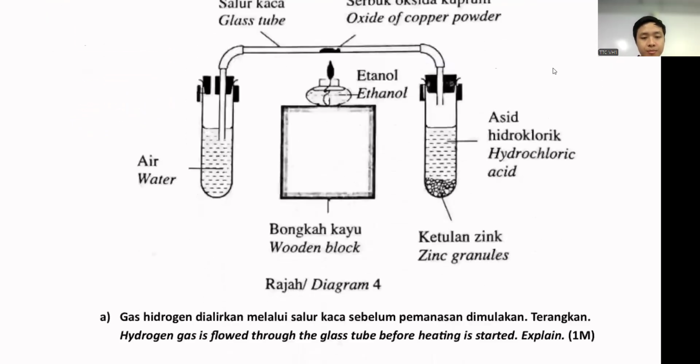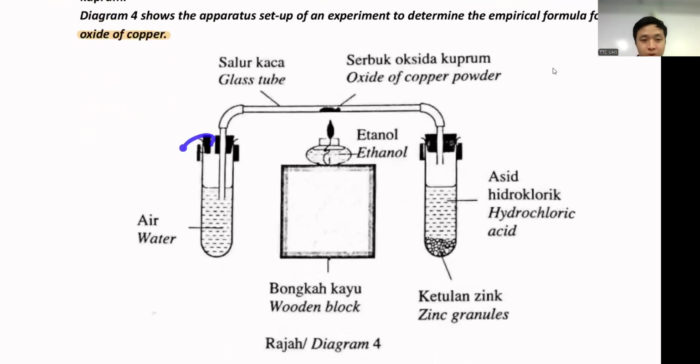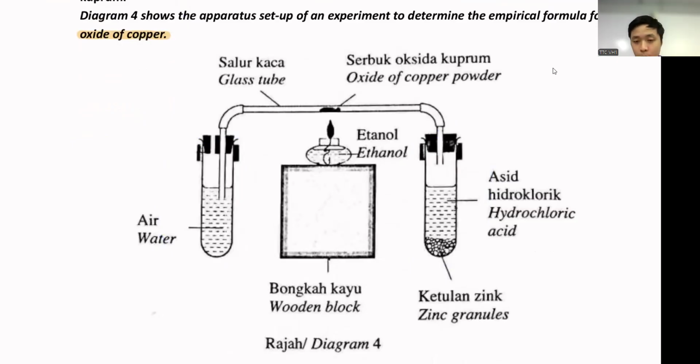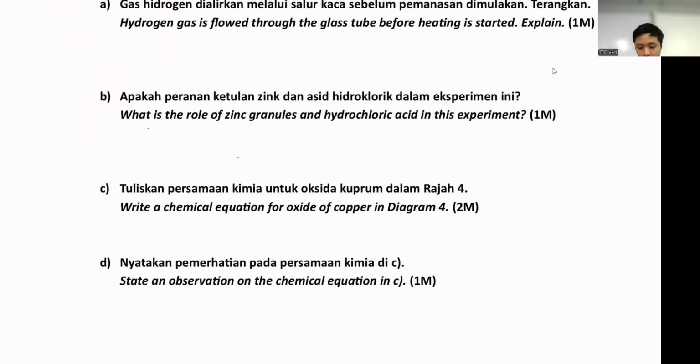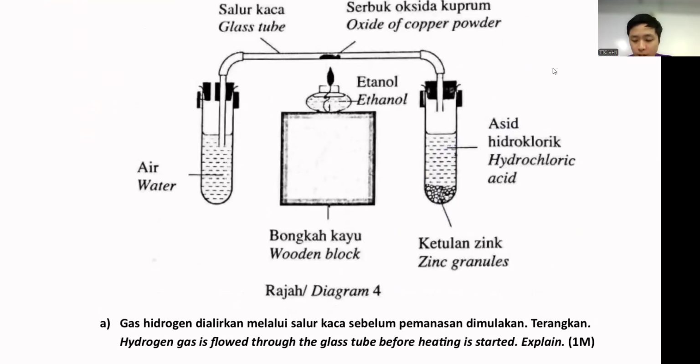So in this case, normally at the left side is water, and the right side is the zinc granules together with the acid. Now these two are very simple. When you put together zinc and hydrochloric acid, you will get zinc chloride, but it's not the most important thing. The most important thing is hydrogen gas, H2.